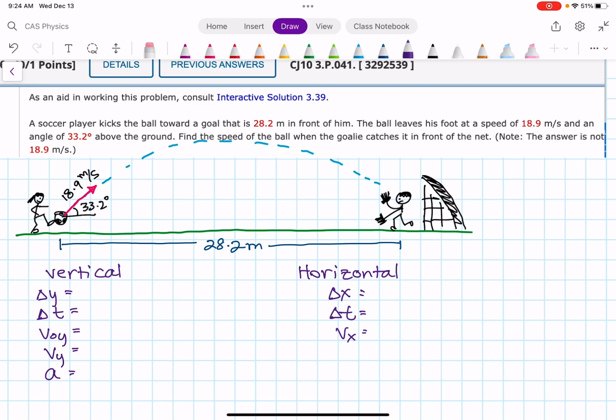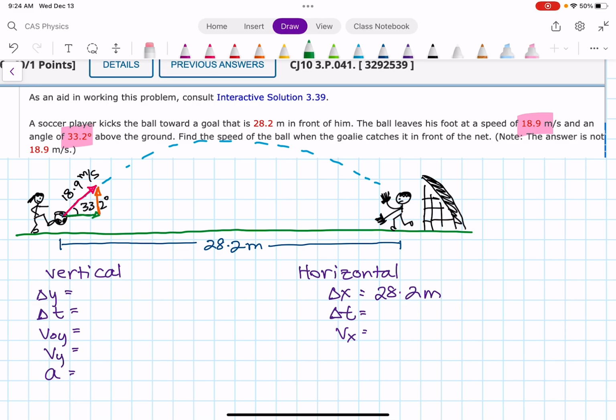So let's start with what we know. We know that the goal is 28.2 meters away, so the horizontal distance is 28.2 meters. We also know that the ball leaves his foot with a speed of 18.9 meters per second, and the angle is 33.2. If we're going to list this in the vertical and the horizontal, this is one of those situations where we have to break it up. You can see from the diagram, we've got an X component and a Y component. So let's break that down.